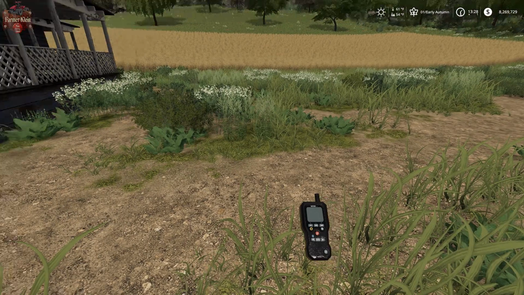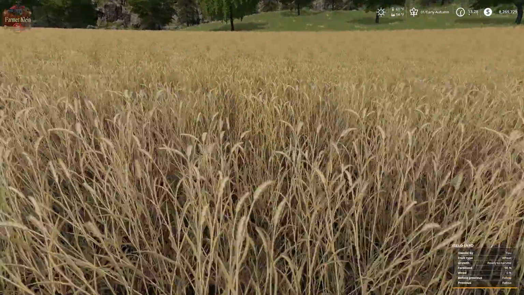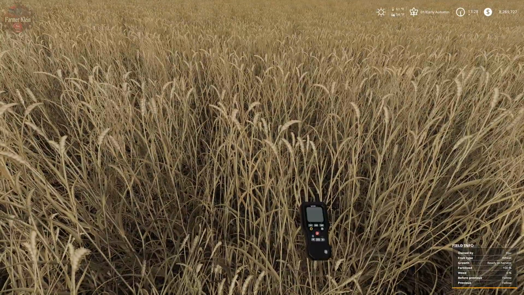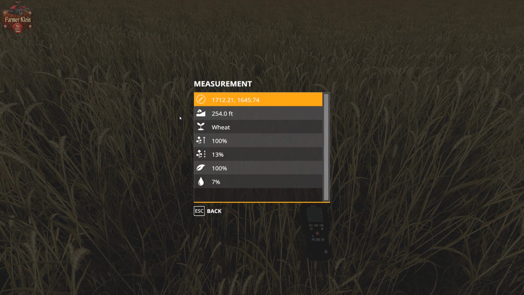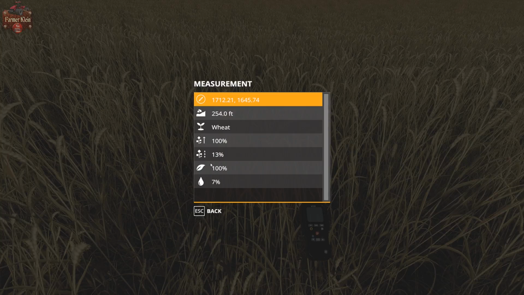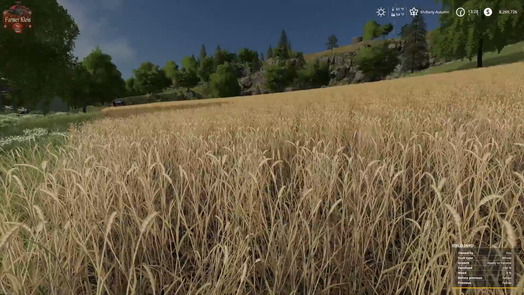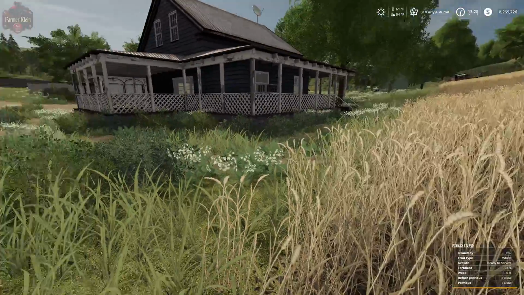Go over here and we measure our wheat field, for example. We'll see that we have wheat. It is 100% grown, 13% crop moisture, 100% fertilized, and 7% ground moisture. So we know that this field is ready to harvest.